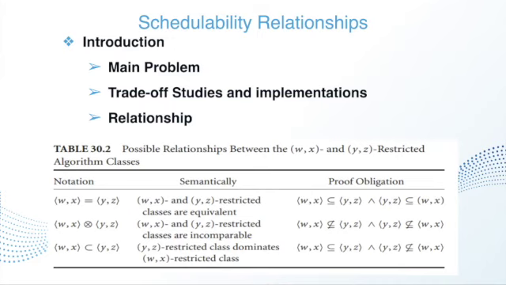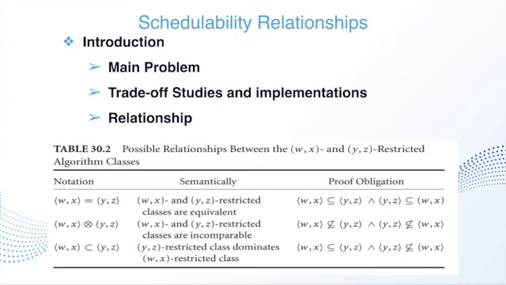However, in terms of schedulability, the relationships are not as straightforward. There are three possible relationships between W and X and Y and Z restricted scheduling classes. It is often the case that we discover some partial understanding of a relationship in one of the following two forms. W and X belongs to Y and Z, and W and X not belong to Y and Z. It means any task system in W and X is also in Y and Z, and there exists a task system that is in W and X but not in Y and Z.